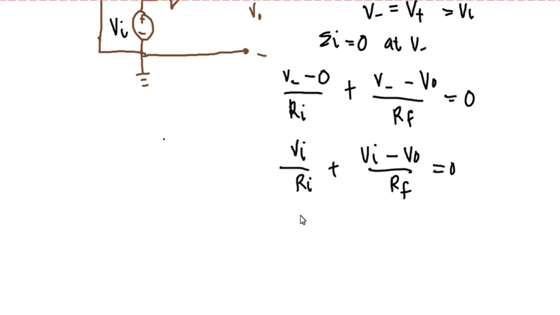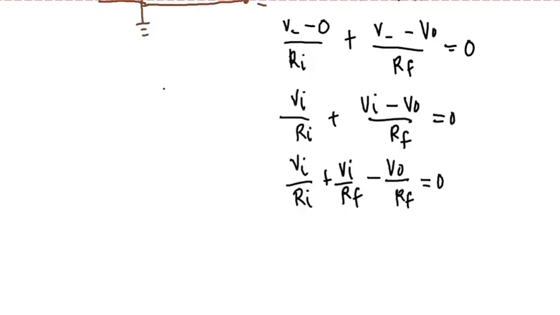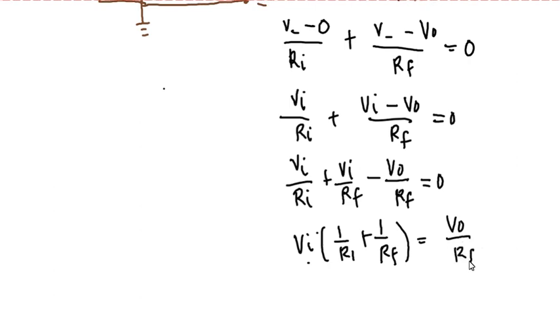Okay, so this one, capital VI all over RI. Here I will separate it: we will have VI all over RF minus VO all over RF is equal to 0. So I can transpose it. We will have VI all over RI, and I can factor out my VI. So I will have VI times 1 all over Ri plus 1 all over Rf is equal to VO all over Rf.